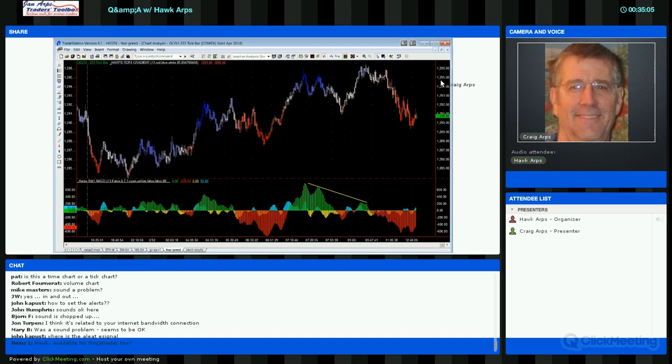So that's a preview of how to use Radar1. I want to move on quickly to Radar2. Are there any questions about Radar1 before I go on to Radar2?